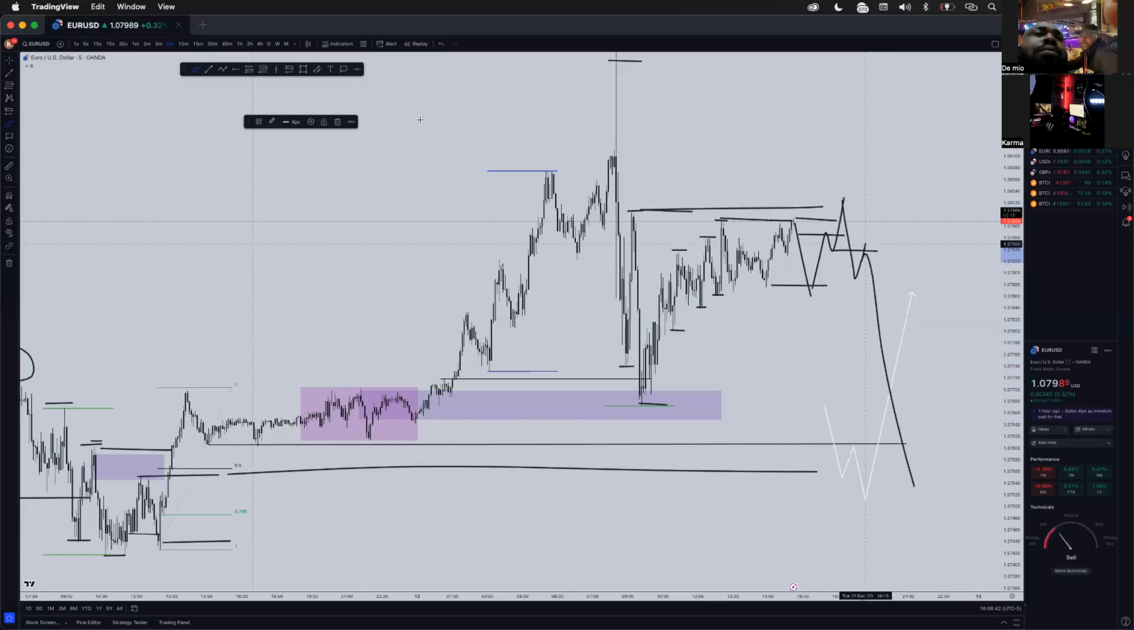The second one can be as a result of ABC, right? Which means the market can come here, react, break structure, now take out an external liquidity, then sell off. That is the second criteria.